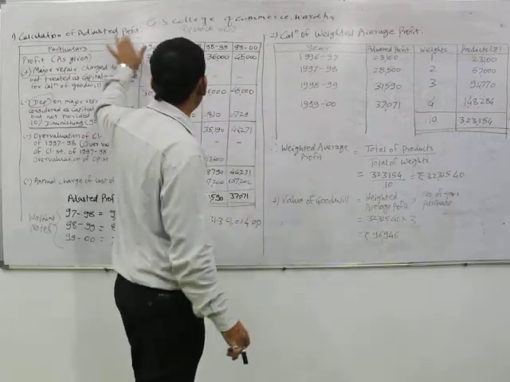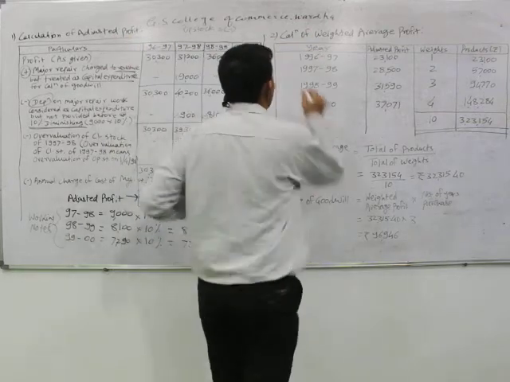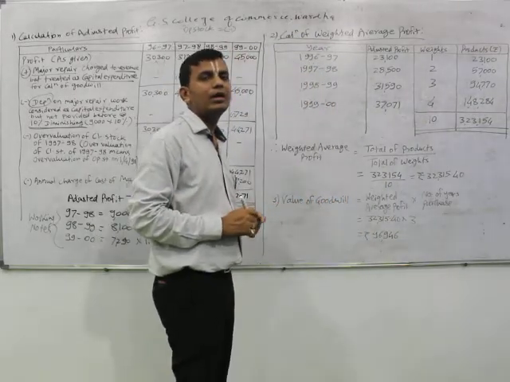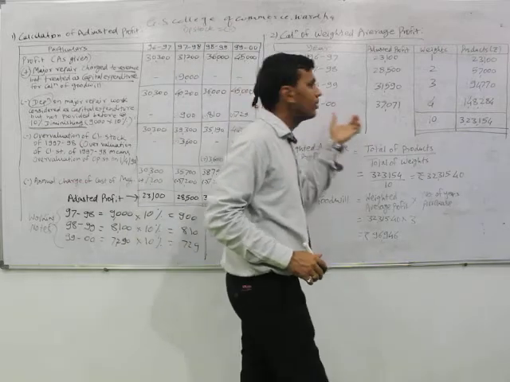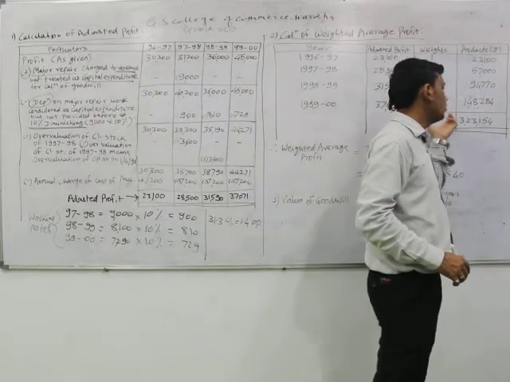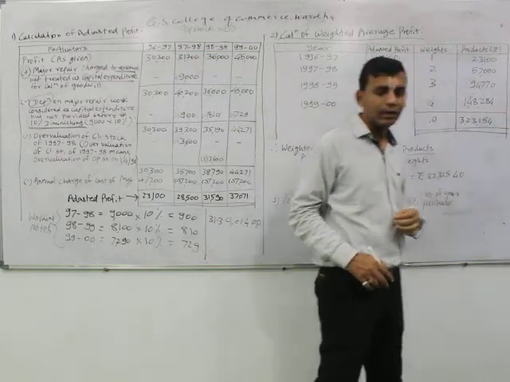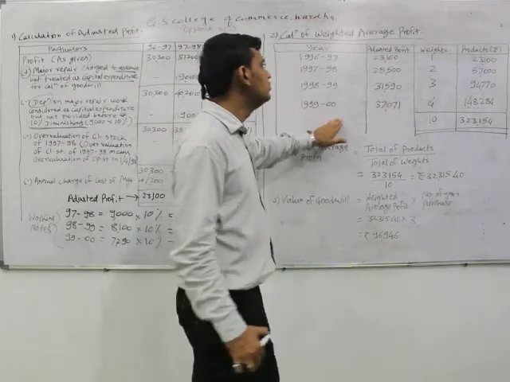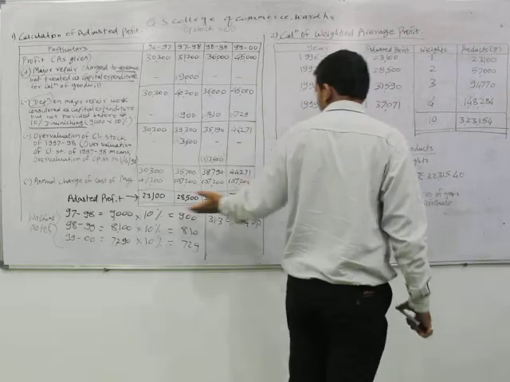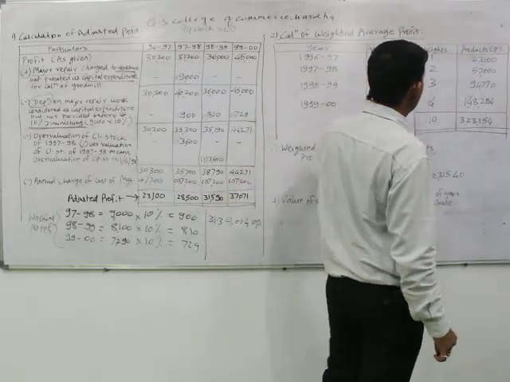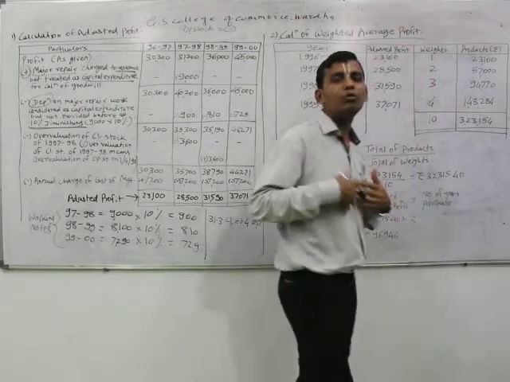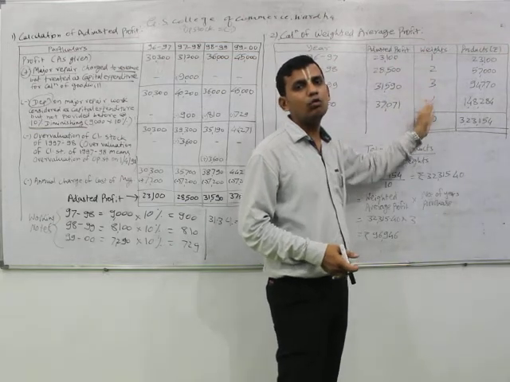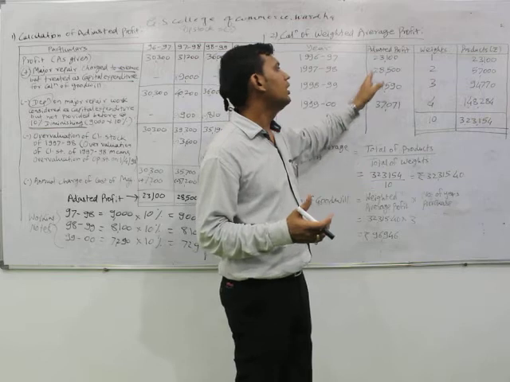After completion of the calculation of adjusted profit, we have to go for calculation of weighted average profit. First column would be for year, second column for adjusted profit, third for weight, and fourth for product. First of all, I have written all the years from 96 to 2000. Then the adjusted profit, which we have just calculated. Weights are already given in the question. If the weights were not given, we would still write the first year as 1, 2, 3, 4. Weight means the weightage given to the respective year.